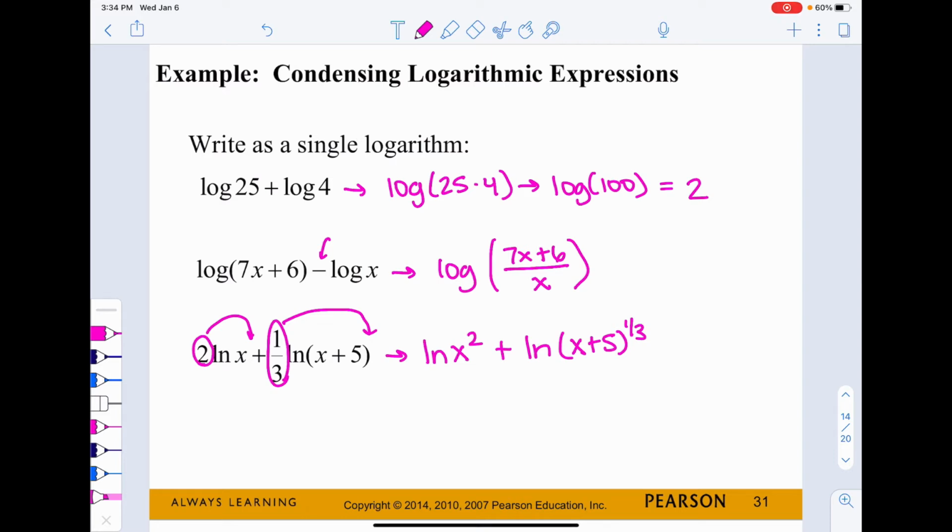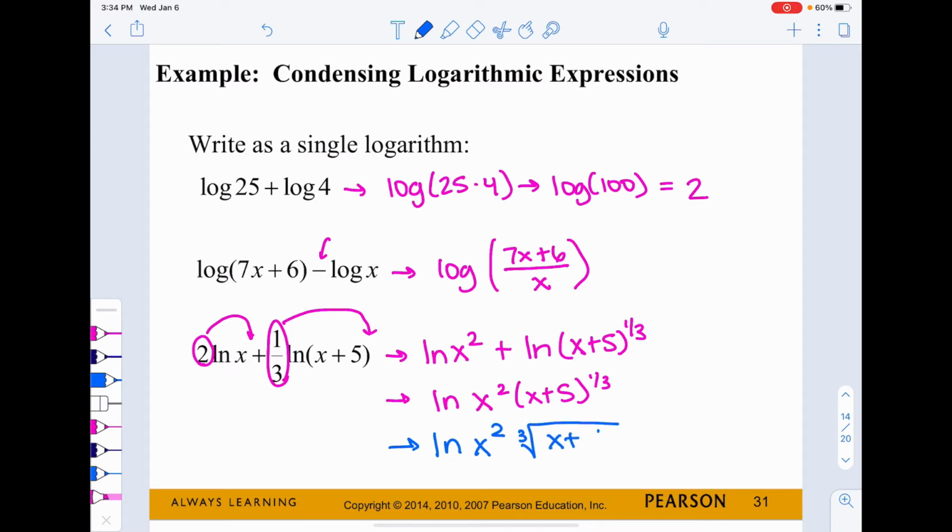Well, if we have an addition, we can turn that into our multiplication, which means we have ln of, I guess I don't really need the parentheses, x squared times x plus 5 to that 1/3. And then that 1/3 is just not simplified. We need to make it into that final answer where we turn it back into the cube root. So that means our final answer, we're going to have an ln of x squared, and then we're going to have this third root of x plus 5.